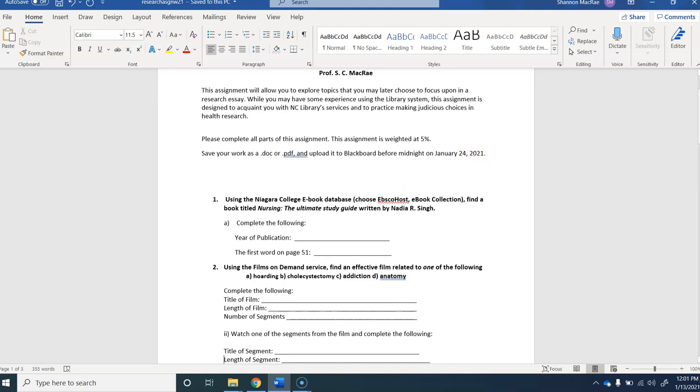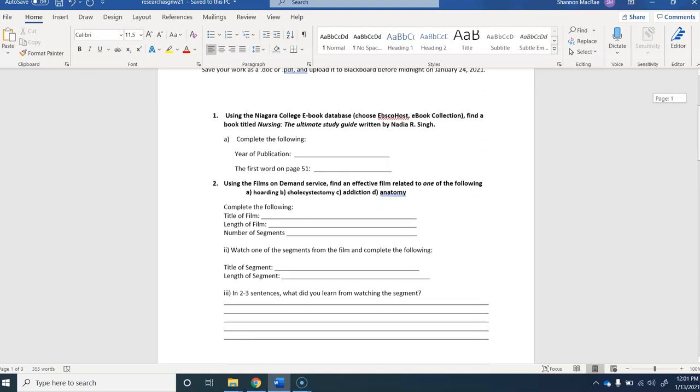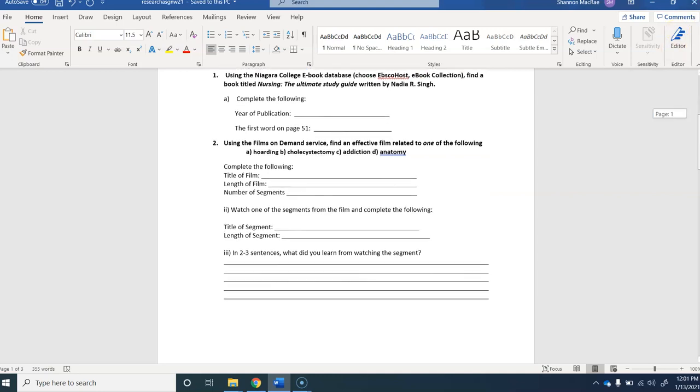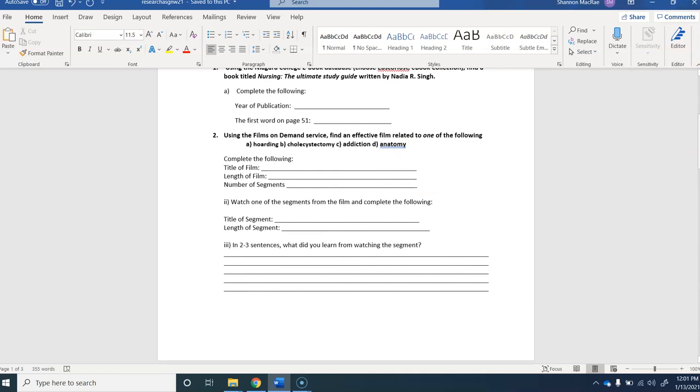I'm going to get you then to pick one of those little chunks, and remember, they're usually like 3 to 5 minutes long. I'm going to get you to give me the title of the segment and the length of the segment. I'm also going to ask you in 2 or 3 sentences only to tell me what you learned from watching the segment. Again, if you need a bit of a refresher, go back to the video where we go through the Films on Demand service.